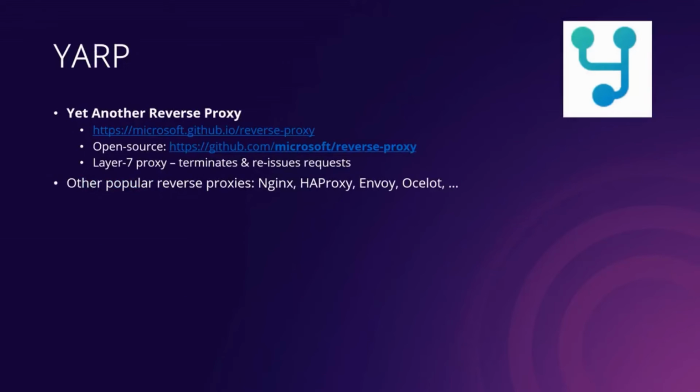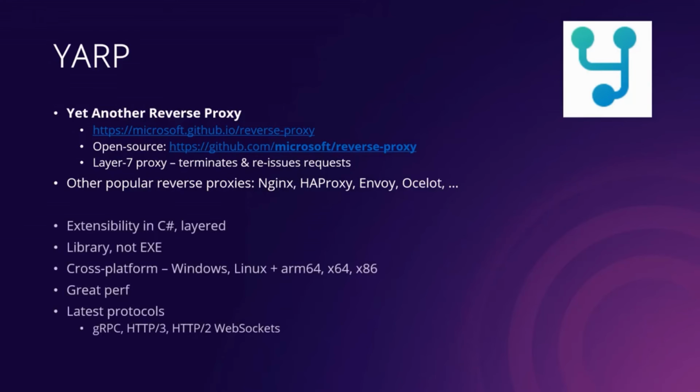Let's move to the next big topic, which is YARP, the reverse proxy. So yet another reverse proxy. It's open source, you can check it out at Microsoft/reverse-proxy. It's a layer 7 proxy, which means it terminates requests and then issues them further. And you might have heard about other popular reverse proxies like Nginx, HAProxy, Envoy, Ocelot. Now, why YARP? First of all, YARP is a developer-first reverse proxy, which means that we are a library, not an executable like many of the others. We are really designed for extensibility in C#.